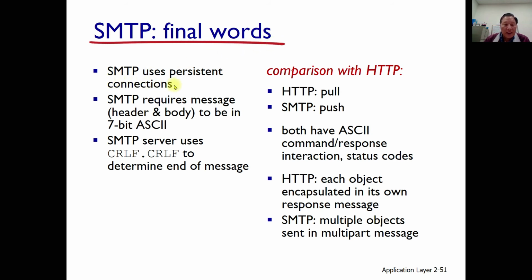SMTP uses a persistent connection and the TCP protocol. SMTP requires messages to be in 7-bit ASCII code, and the SMTP server uses carriage return line feed, carriage return line feed twice, to determine the end of a message.